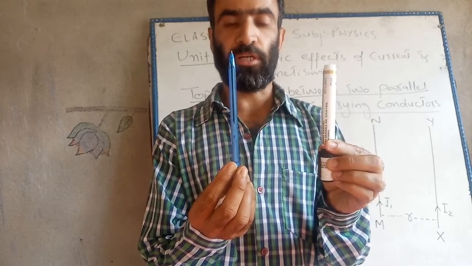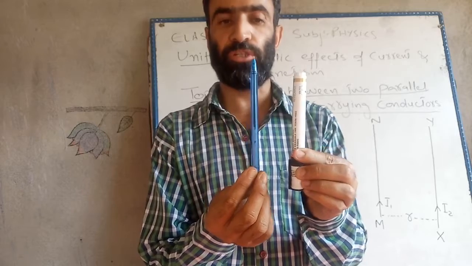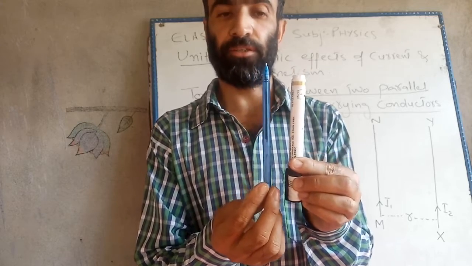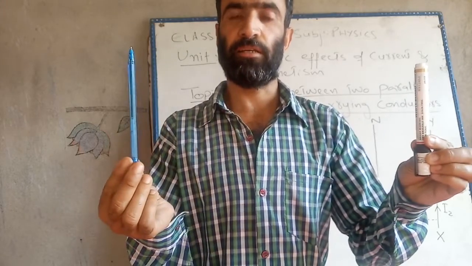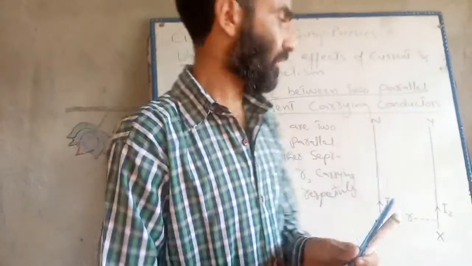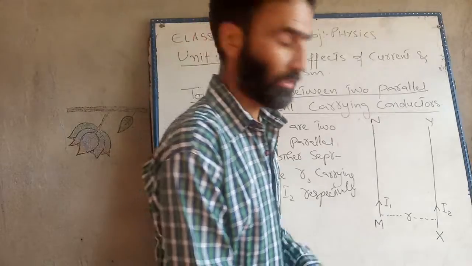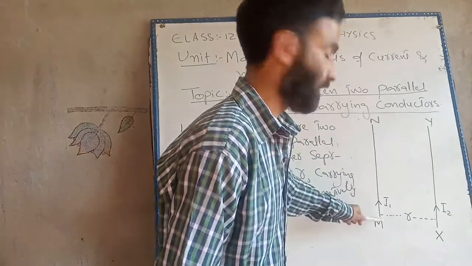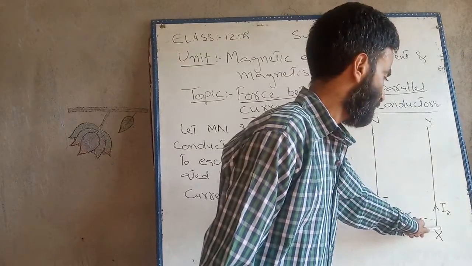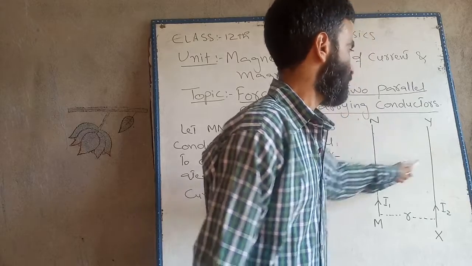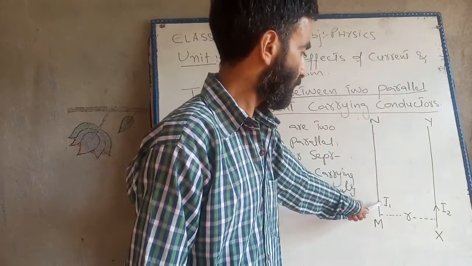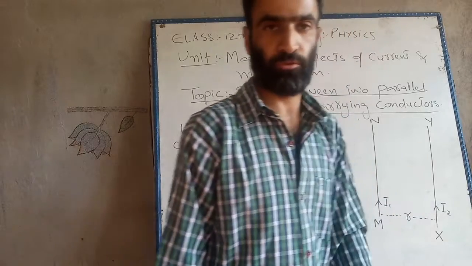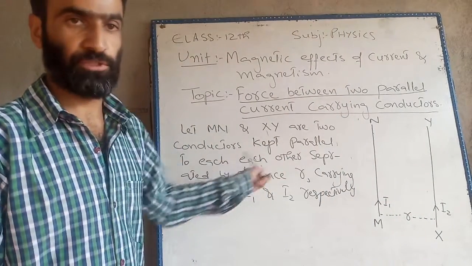then these two conductors will come closer to each other, meaning that they will attract each other, or they can move away from each other, meaning that they will repel each other. Here I have shown we have two conductors, this conductor MN, and the next conductor XY. They are parallel to each other, separated by distance r, right? Two currents I1 and I2 are flowing through them. This is what I have written over here.